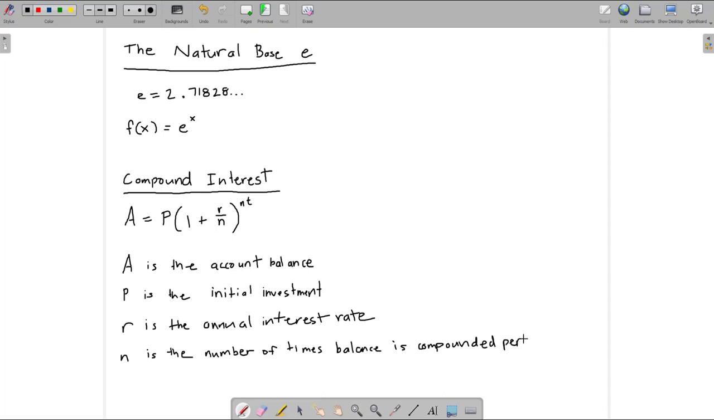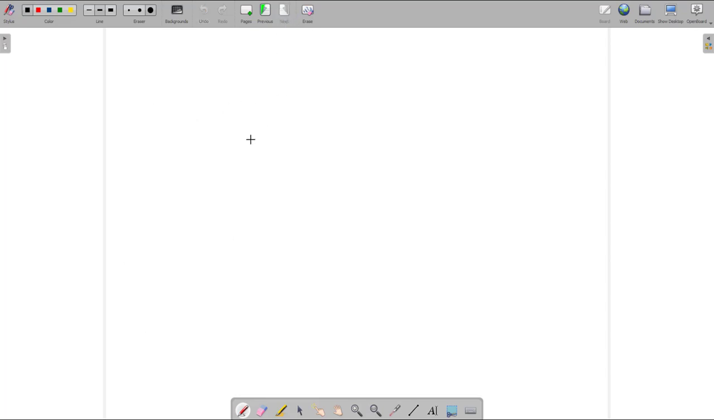So if it were monthly, you'd have 12. If it were every 6 months, you'd only have 2, because that's how many times per year, right? And then T is just the amount of time in years, so the amount of time you've had your investment in there. So that's compound interest, with N being the number of times the balance is compounded per year, where N is some fixed number that we can plug in.